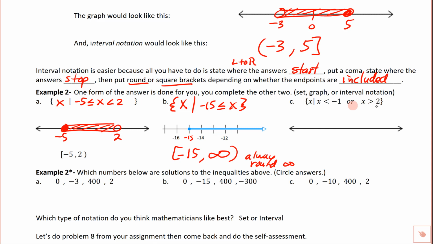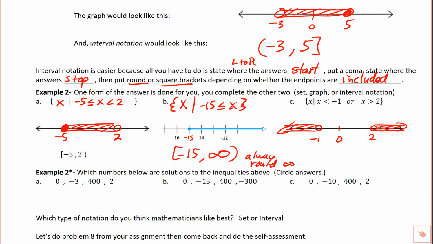Now on this one, we've got set builder notation, which I think is kind of a pain in the butt. That's done for us. So let's go ahead and take a look at how we could graph this. So here is, let's put 0 right here, -1 right here. We're talking about answers that are less than -1, so we're going to shade this direction. Okay, or greater than 2. So we're going to do a 2 about right here, and greater than 2. So that's what that would look like.